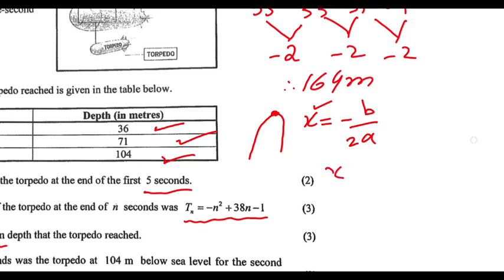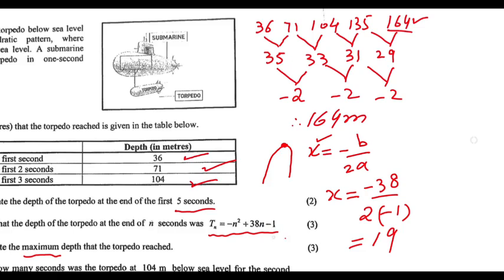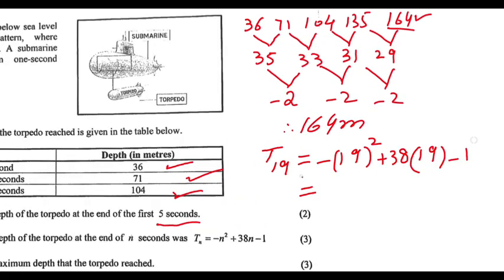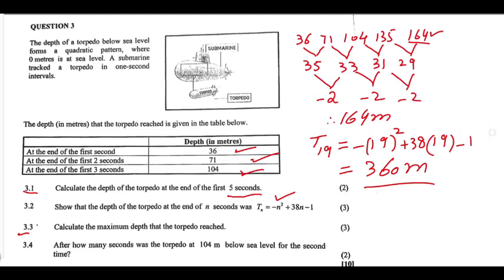So therefore x is going to be equal to, b we got 38, negative 38 divided by 2, and a we got negative 1. I simplify, the answer is 19. I'm going to substitute 19 back into the Tn to get the maximum depth. So the answer is, I use my calculator, 360 meters. So this is my final answer for 3.3.